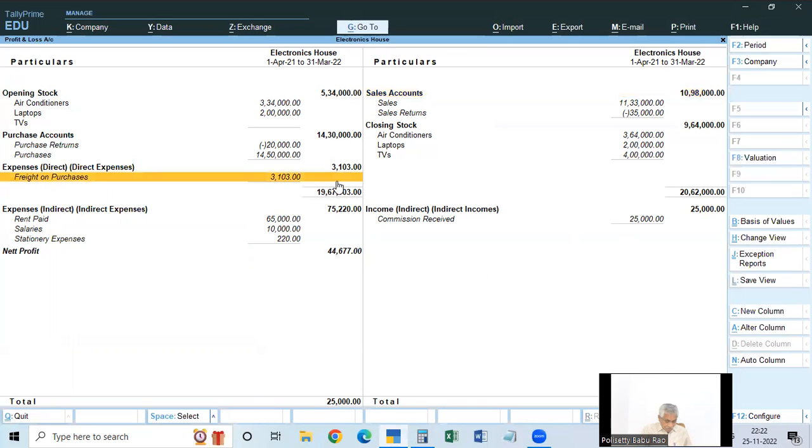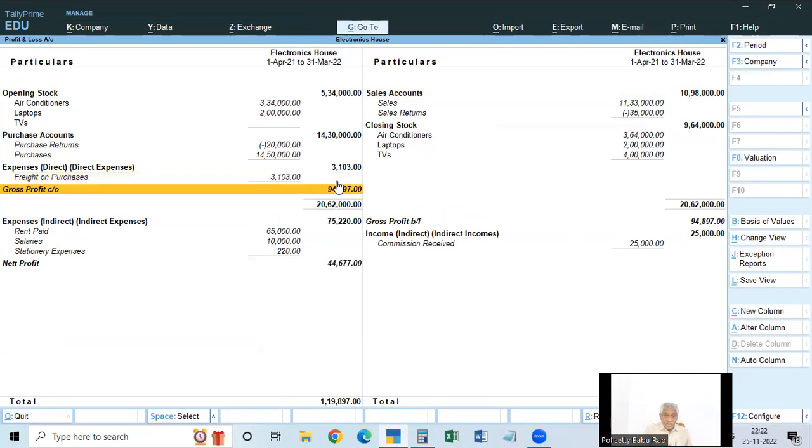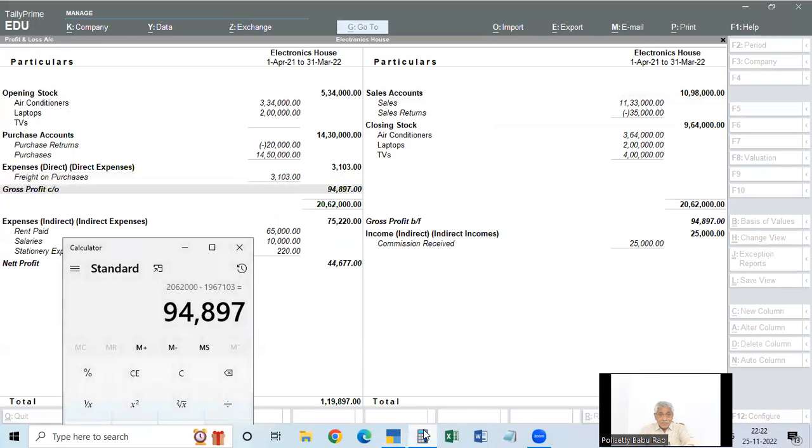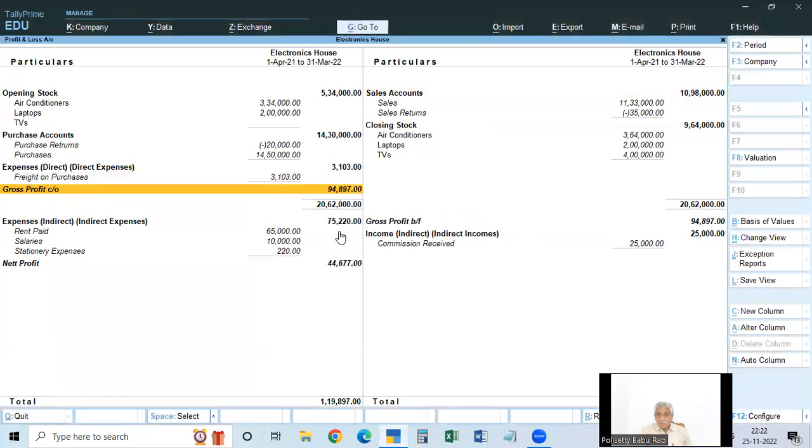So what we did here, I will unhide now. The difference we wrote here. What is the difference you see? 94,897. That is the difference, so it is written here. The difference is called gross profit. It is to be taken to the next part. That's why it's called gross profit carried over.